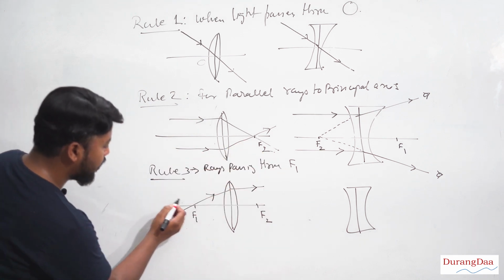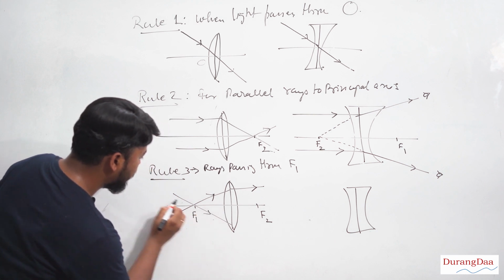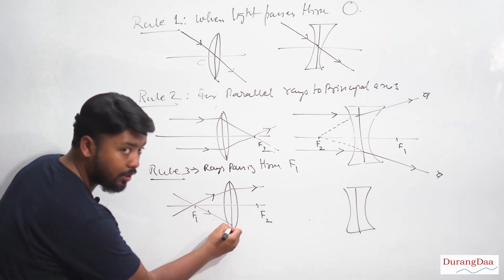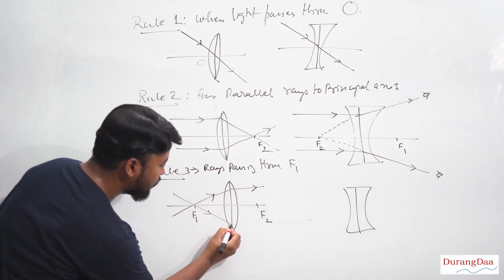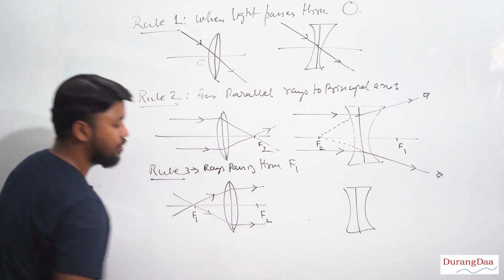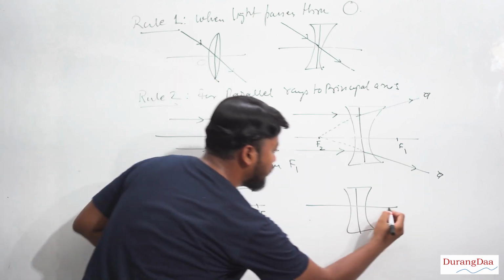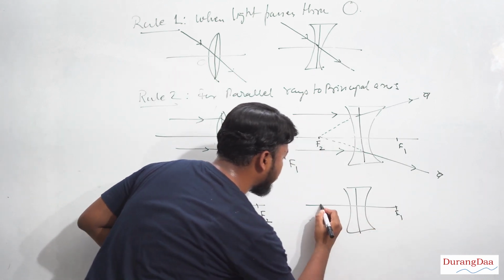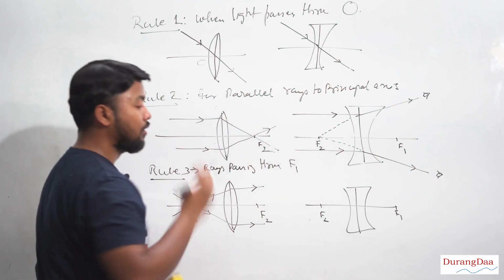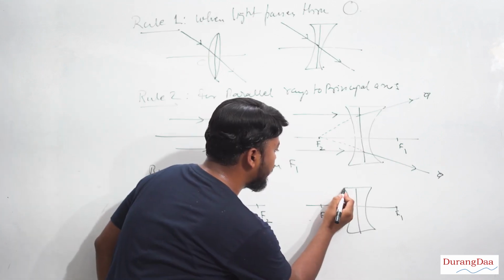axis. Even if I am drawing it this way, this ray is passing through F1, so after refraction it should become parallel to the principal axis. In this case, the first focal point is this side and the second focal point is this side. So slightly the rule will be different here.